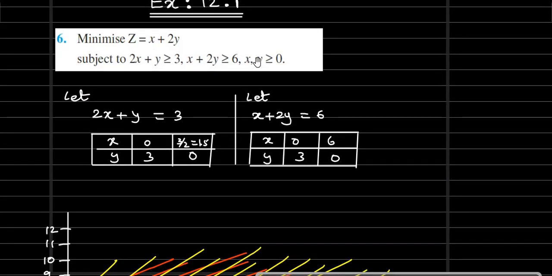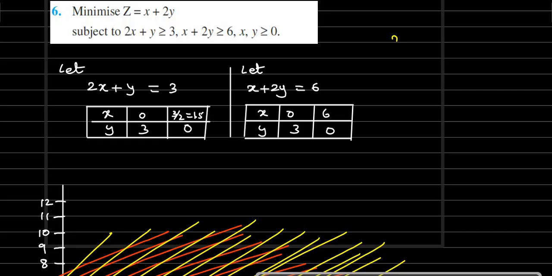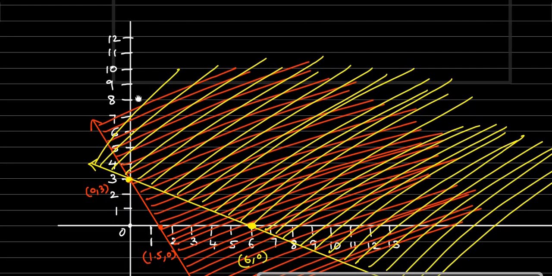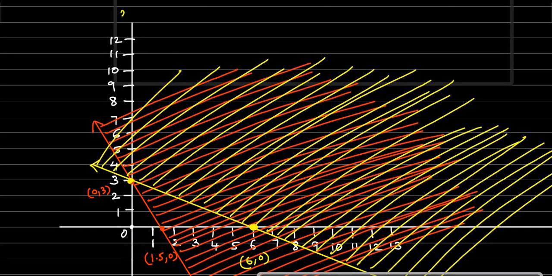So what are the other two inequalities? x comma y greater than or equal to 0. That is, if x is greater than 0, where is the solution for this? Let's consider x equal to 0. What is the x equal to 0 line? The y-axis is the x equal to 0 line.